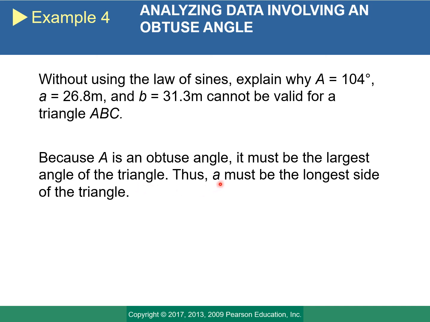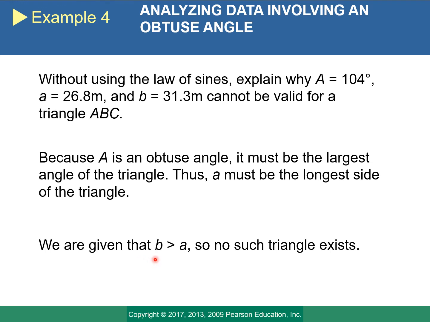So then A has to be the longest side. But right here we know it's shorter than B. So since we know that B was actually told to us that it's bigger than A, there's no way that this triangle exists.